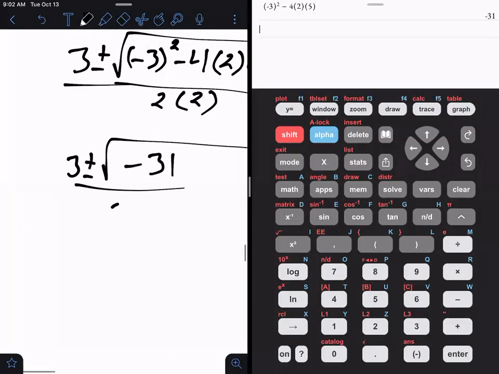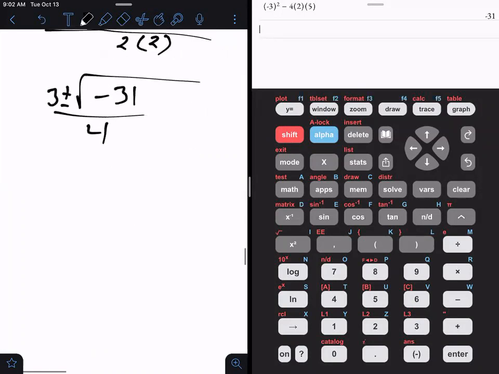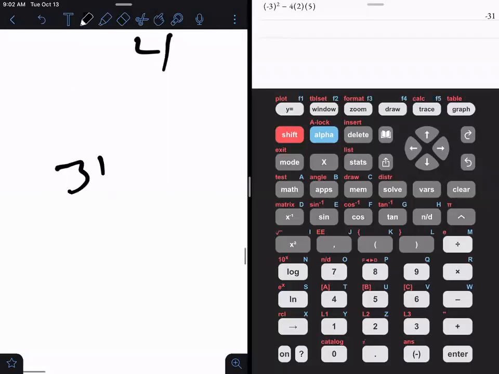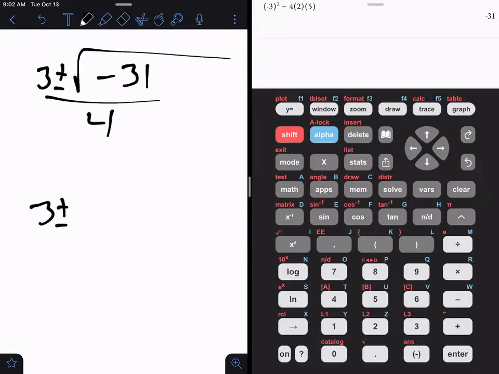All over 2 times 2, which is good. Now, I need to ask him to bring down what? What do we bring down? Let's start with the easy part. On the outside, we bring down the first thing that you wrote before. So the 3, yeah. So 3 plus or minus. Now for the hard part. Actually, let's put all over 4 because that's not changing.